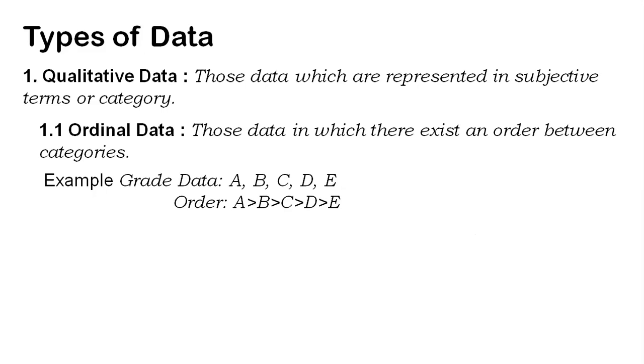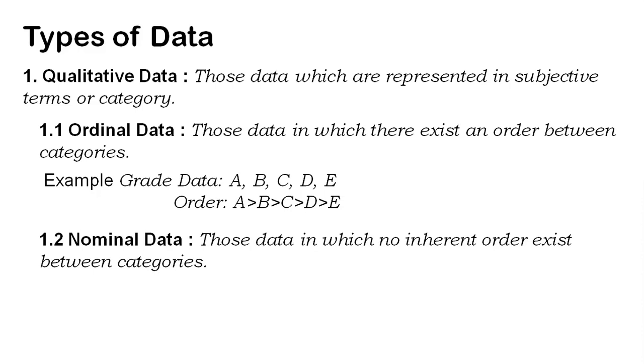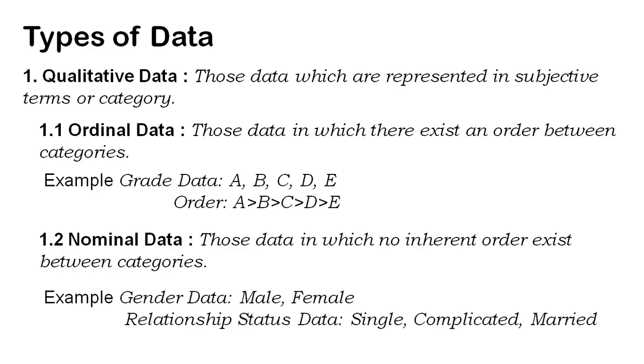Now, another type of qualitative data is nominal data. These are those data in which no inherent order exists between categories, like gender data. In gender data, we have values like male and female. We cannot order between male and female. Another example of nominal data can be relationship status collected by Facebook as single, complicated, married. You cannot order between these categories.